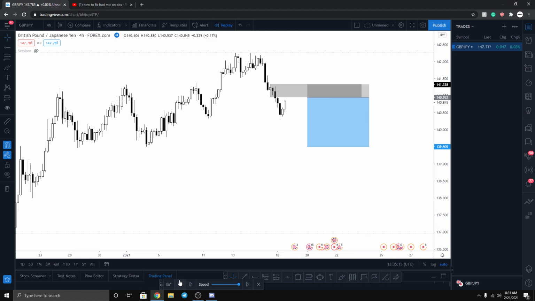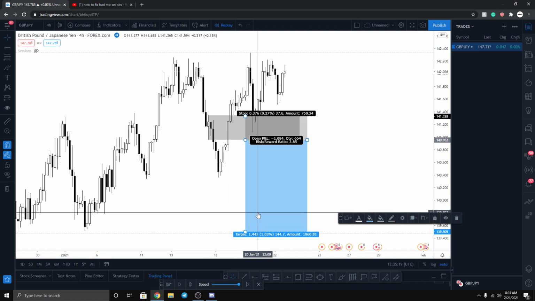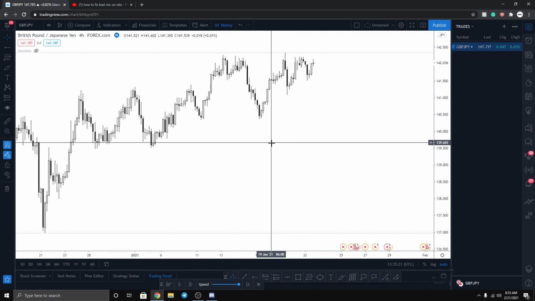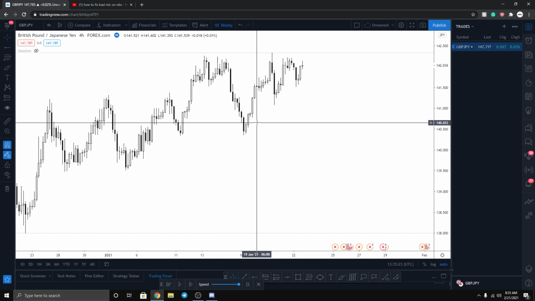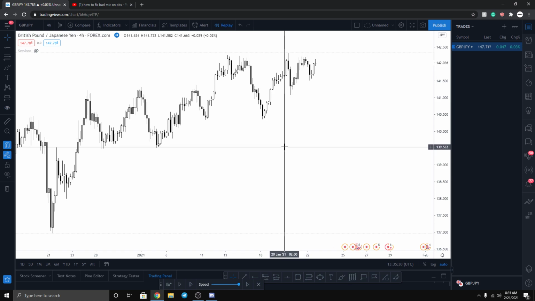And you'll see what ends up happening is you just get stopped out. A lot of people get confused about why this happens. Well, it's because we're in an overall bullish market, which you don't want to go against. So that's an idea of the order blocks that you don't want to take.